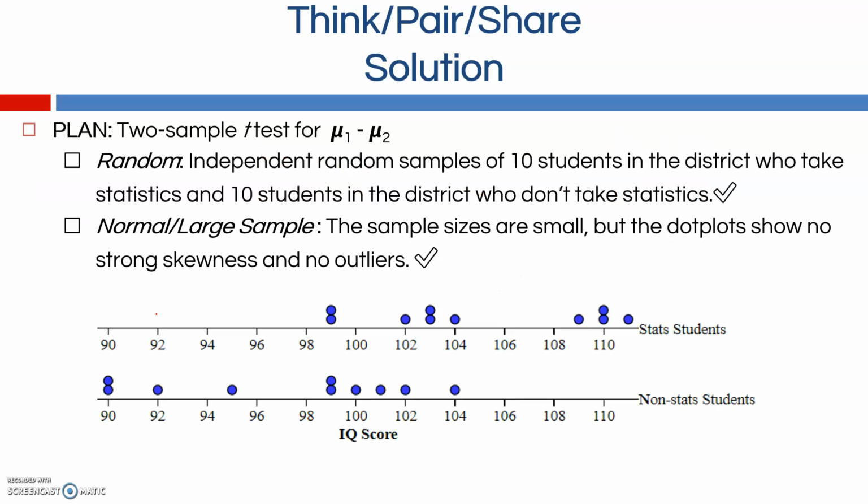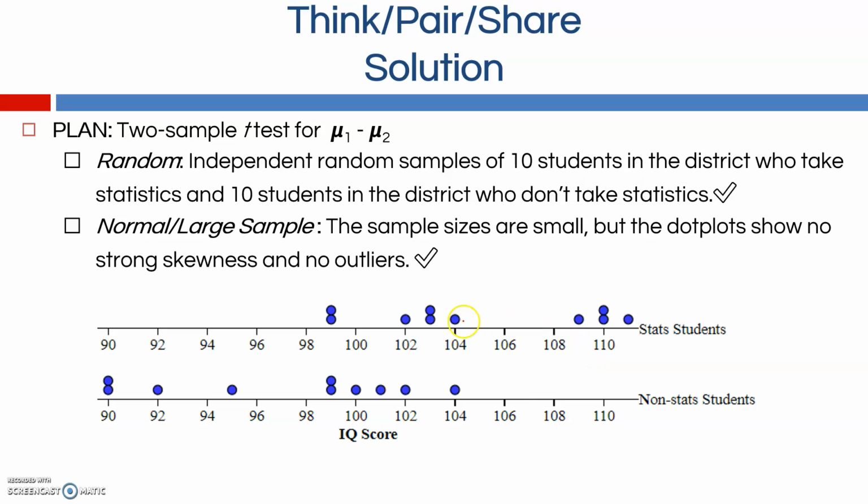All right. Now, we have to state the test we're going to use, which is the two-sample t-test for mu1 minus mu2. We hit that random condition because we have independent random samples of 10 students in the district who take stats and 10 that don't. And now, we also had raw data, and another thing that was different is we had way less than 30. So we have to look at the sample data.